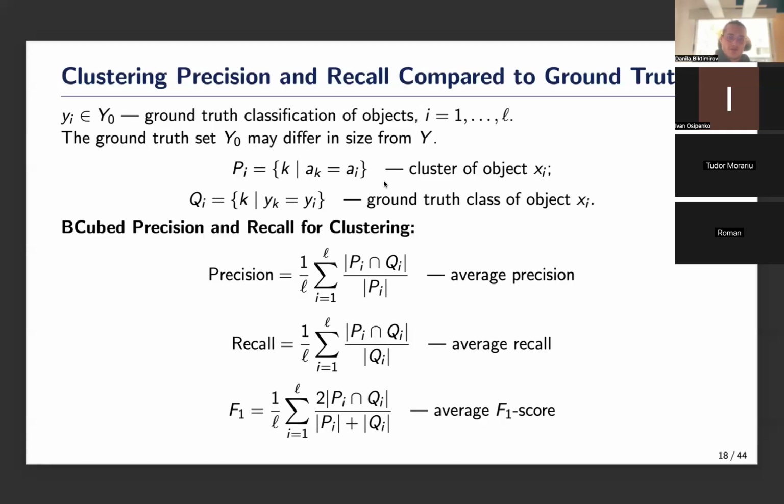So step one, define the sets. P is the set of objects in the same cluster as X, and Q is the set of objects in the same ground truth class as X. So with these definitions, we can now compute precision and recall for each object.